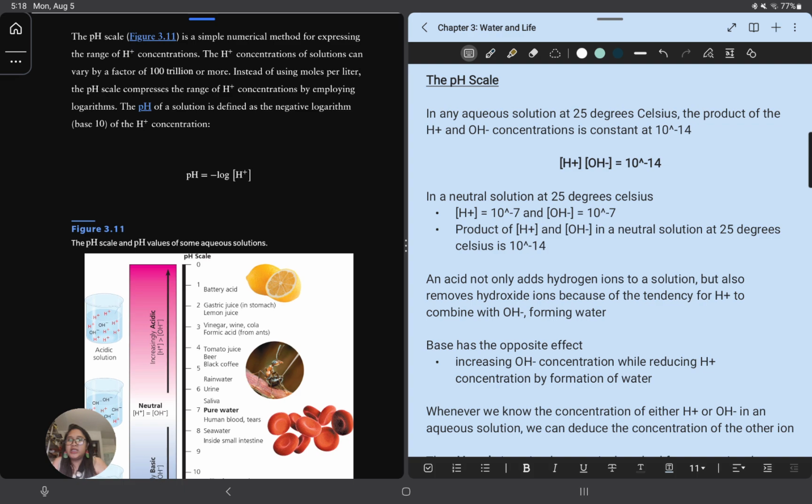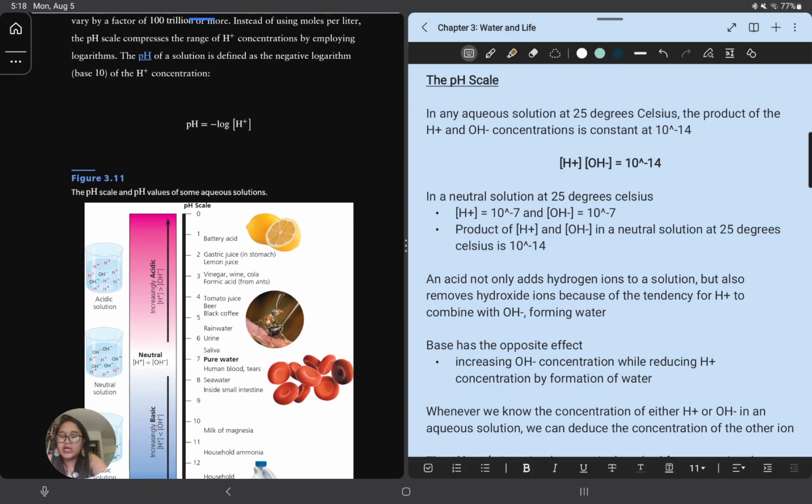The pH scale is a simple numerical method for expressing the range of hydrogen ion concentrations. The hydrogen ion concentrations of solutions can vary by a factor of 100 trillion or more. Instead of using moles per liter, the pH scale compresses the range of hydrogen ion concentrations by employing logarithms. The pH of a solution is defined as the negative logarithm, base 10, of the hydrogen ion concentration. So pH equals negative log hydrogen ion.